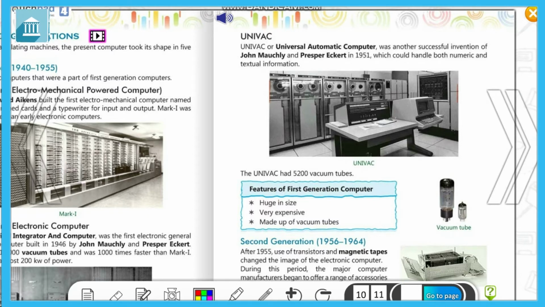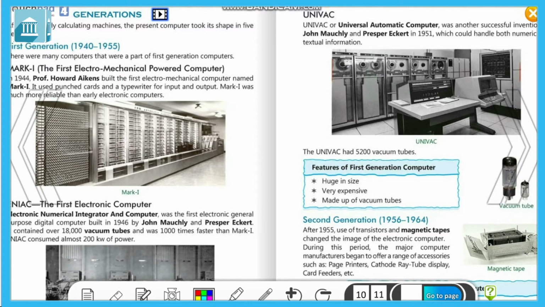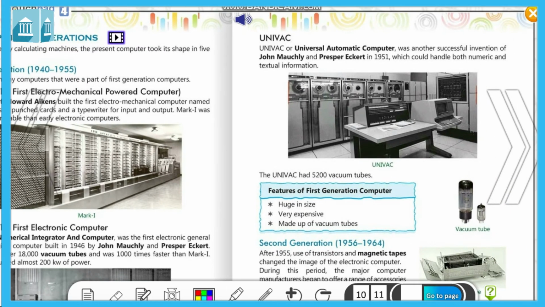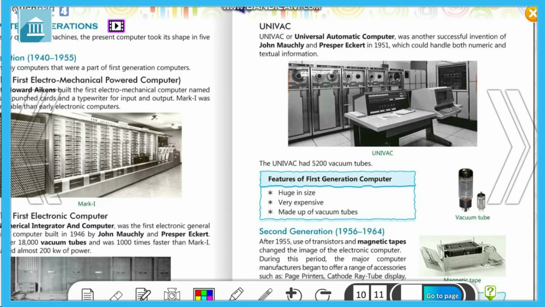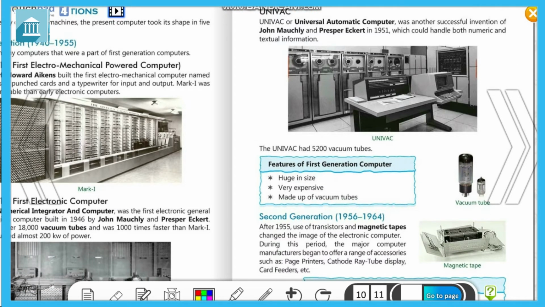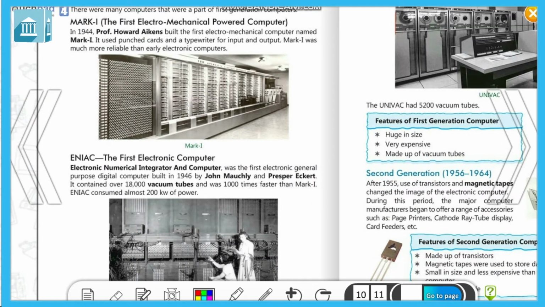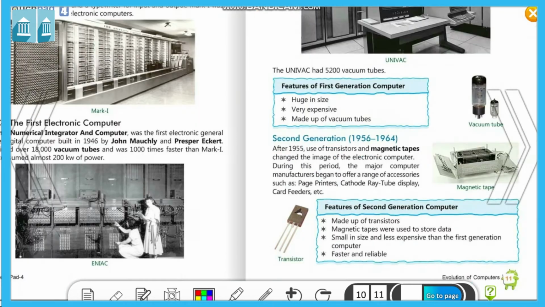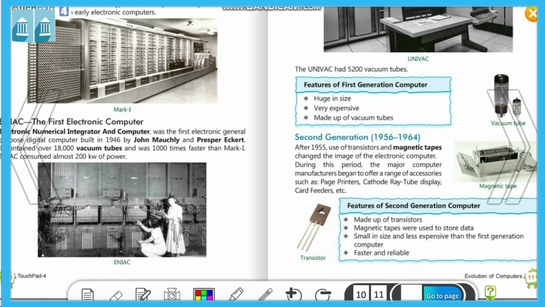So ENIAC and UNIVAC were invented by the same John Mauchly and Presper Eckert, and UNIVAC could handle both numeric and textual information. You could input both numeric and textual information. Now UNIVAC had 5,200 vacuum tubes. ENIAC had 18,000 vacuum tubes, but UNIVAC had 5,200 vacuum tubes. It is smaller than ENIAC, right? And much faster than ENIAC.